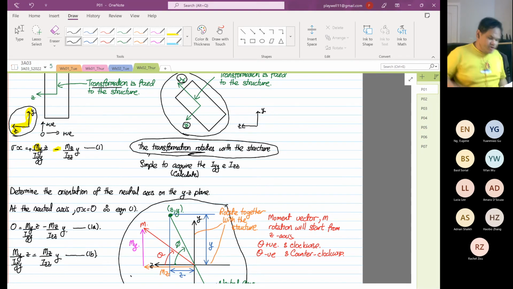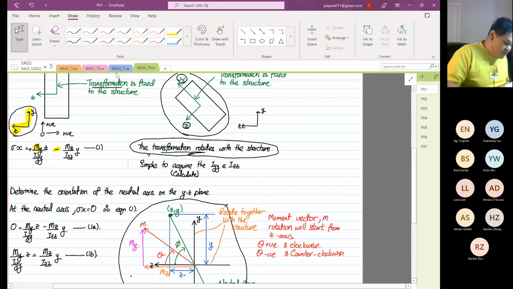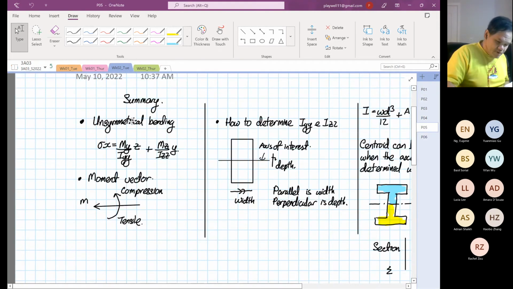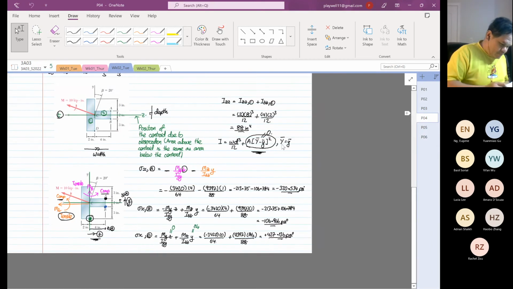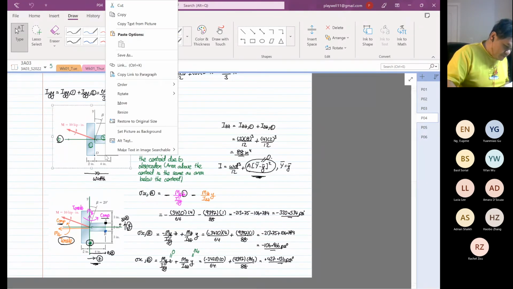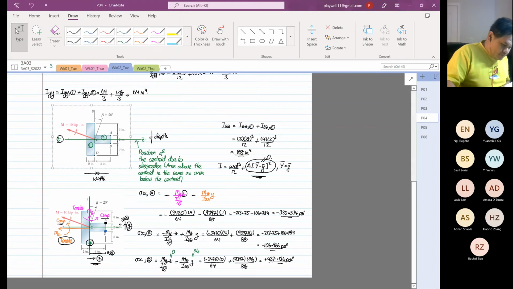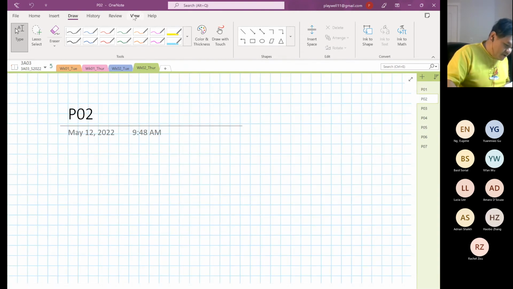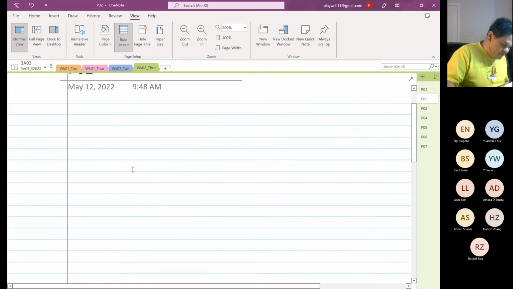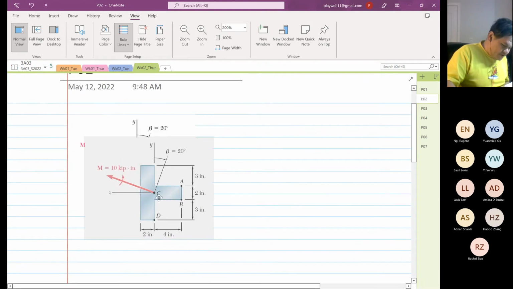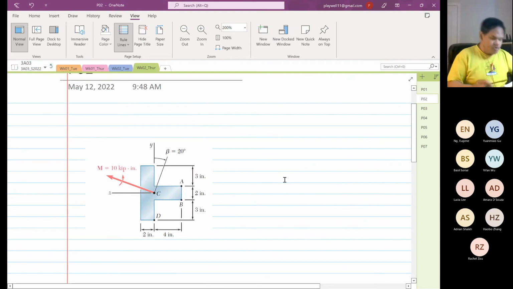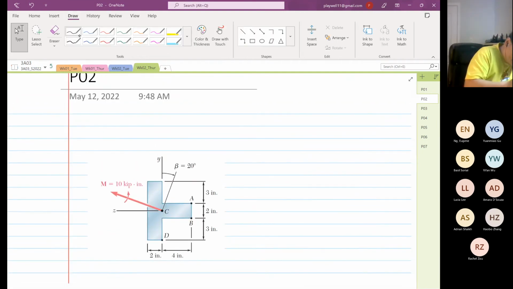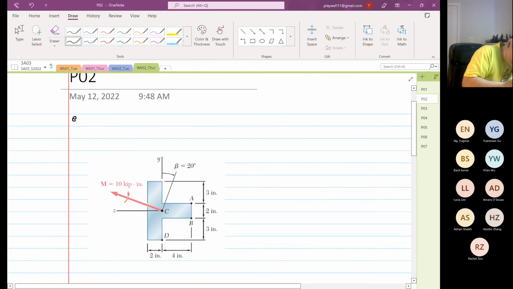Okay, now last week we did a question. I'm going to take the same question, and then we are going to find the position of the neutral axis. I'm going to do two examples, but I'm going to start with this one. We did this example last week, or not last week, on Tuesday. So this is example number one for today.